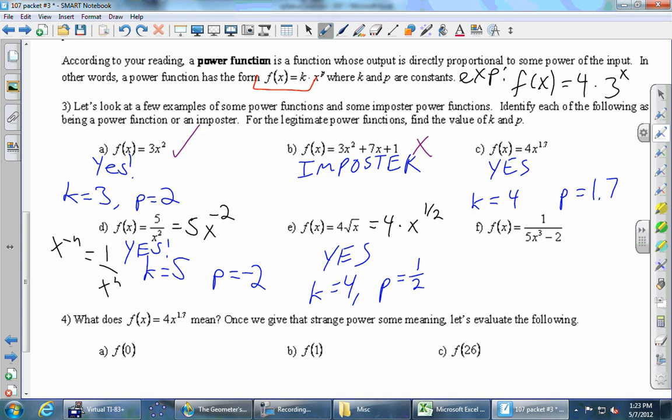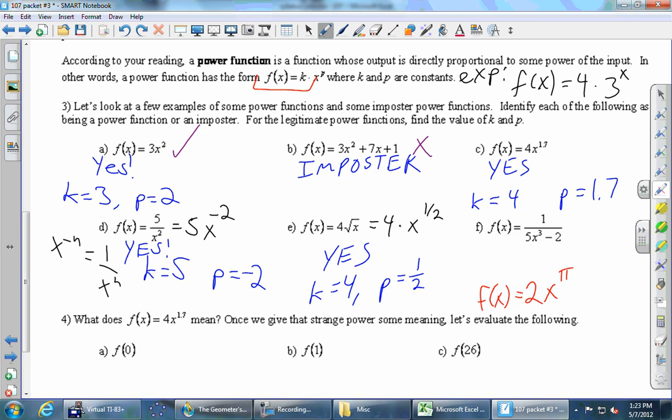In fact, I don't have one up here, but even worse than your normal looking fractions, what if I had like 2x to the pi? Is that a power function? Yes, it's a constant times x to a constant. What does it even mean to take x and raise it to the pi power? I don't know, but it's a power function.